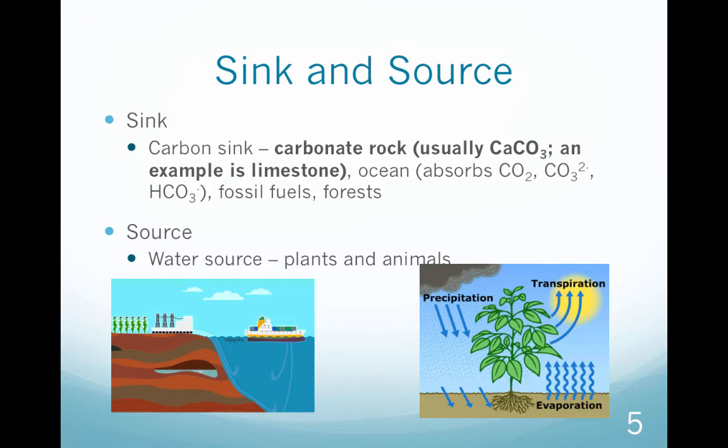Some other examples of sinks would be fossil fuels, which we are slowly but surely depleting, and also large-scale forests can be considered a carbon sink, especially things like redwood forests where the trees live for hundreds of years. Sources include things like plants and animals, because in the scheme of things, they don't exist for very long, and when they die, you release that carbon back into the cycle.